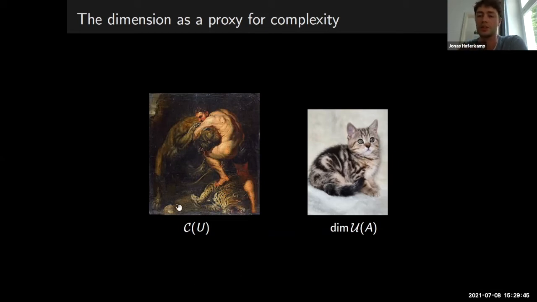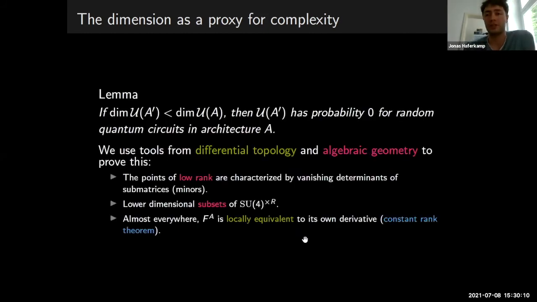And we exchanged it for something that is much more well-behaved. We got a quantity that cannot be assigned to a given single circuit, but only to the set of all circuits or all unitaries that can be obtained from the contraction of circuits in a given architecture. So it's a much more coarse quantity, but it's much easier to work with. And now I'm going to explain why I think it's easier to work with.